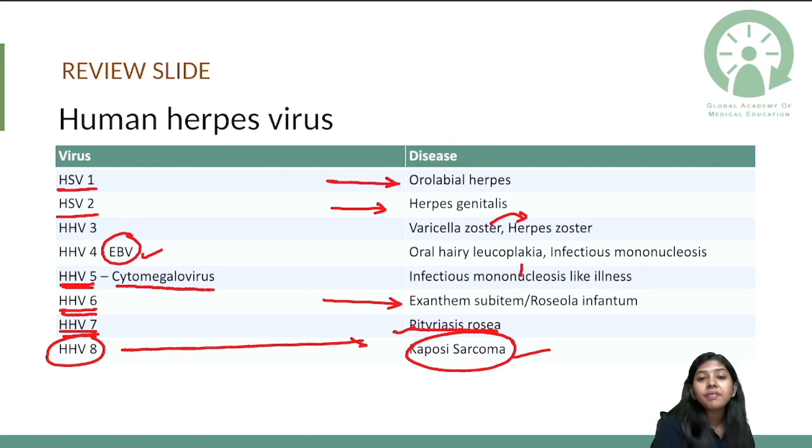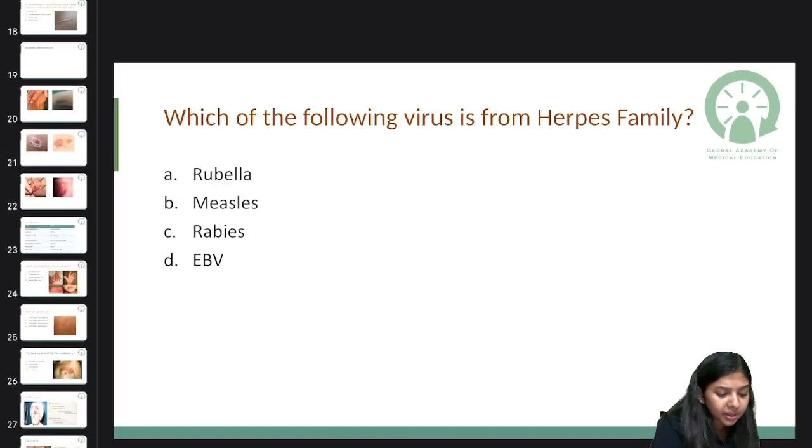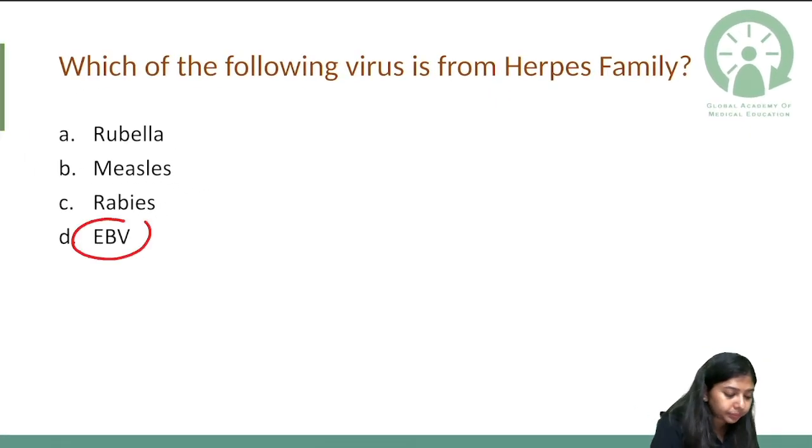So this is again a very important slide. You have to remember all the human herpes viruses. So again, the answer is going to be D. Epstein-Barr virus is from the herpes family.